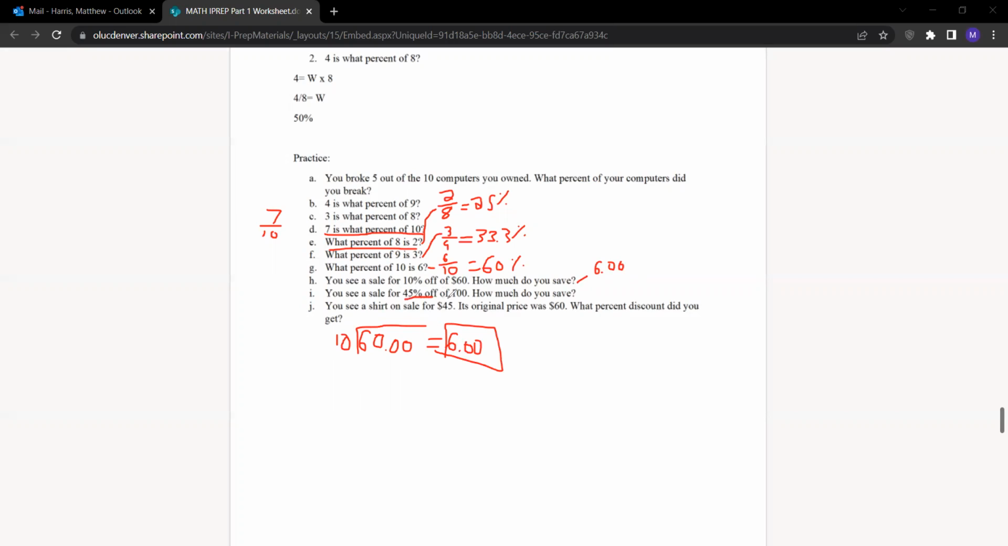Next, you see a sale for 45% off 100. How much do you save? So again, this is 45 out of 100. What percentage is that? We know if it's out of 100, it's already in percent form. So we're going to say $45.